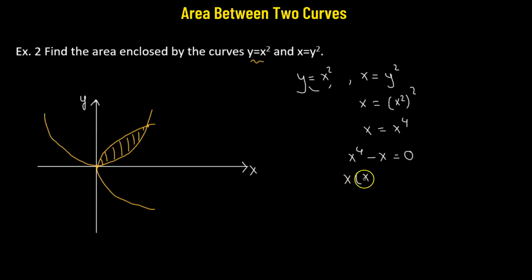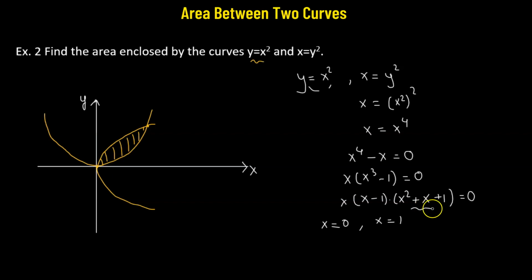Take x as the common factor. So this will be multiplied by x cubed minus 1. This can be expanded as (x minus 1)(x squared plus x plus 1) equals 0. Solving, we get x equals 0 and x equals 1. We don't have to solve for x squared plus x plus 1, because this is going to give us imaginary roots, which we do not need.